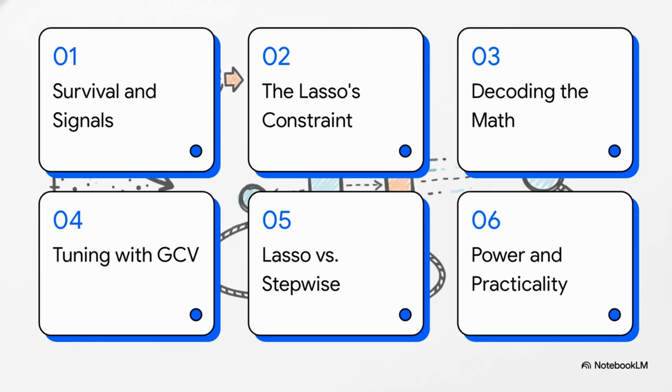Okay, so here's how we're going to break it down. We'll start with the core problem in survival analysis, finding the signal in the noise. Then we'll introduce the Lasso's clever solution. We'll get into the math just a bit, see how it gets tuned, put it head-to-head against some older methods, and then we'll wrap it all up with the big picture.